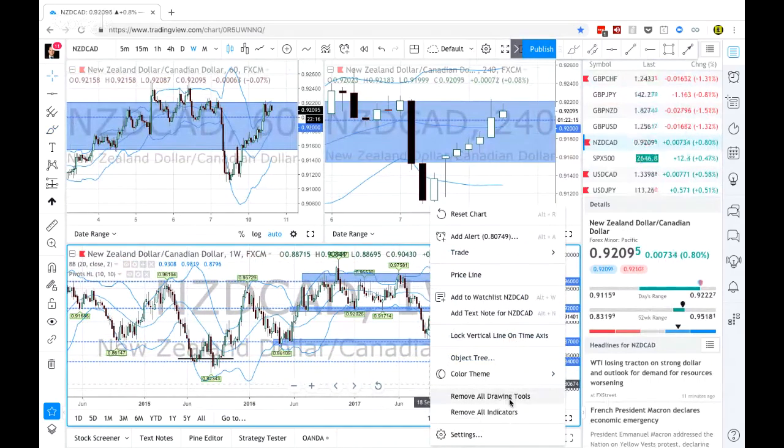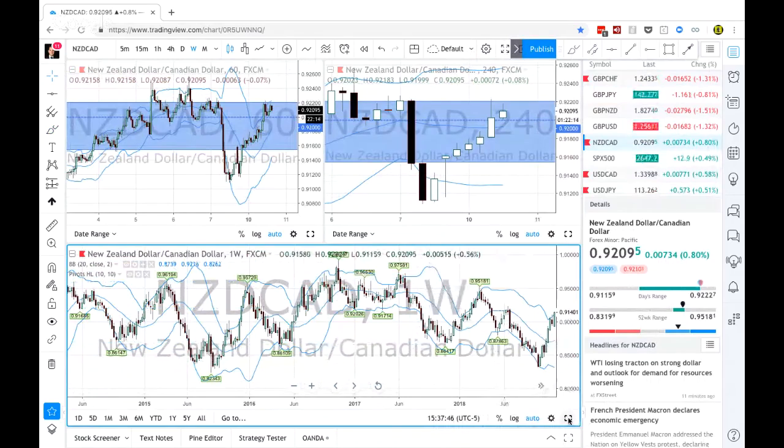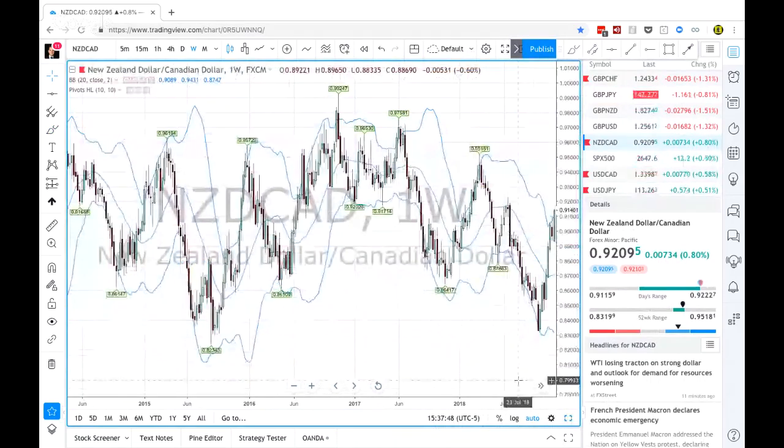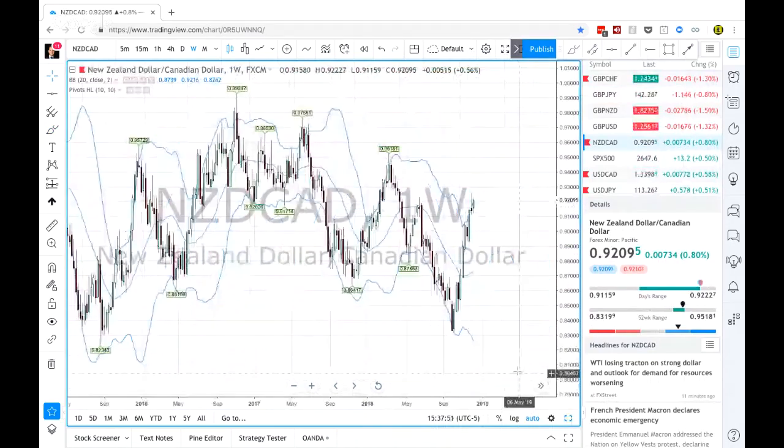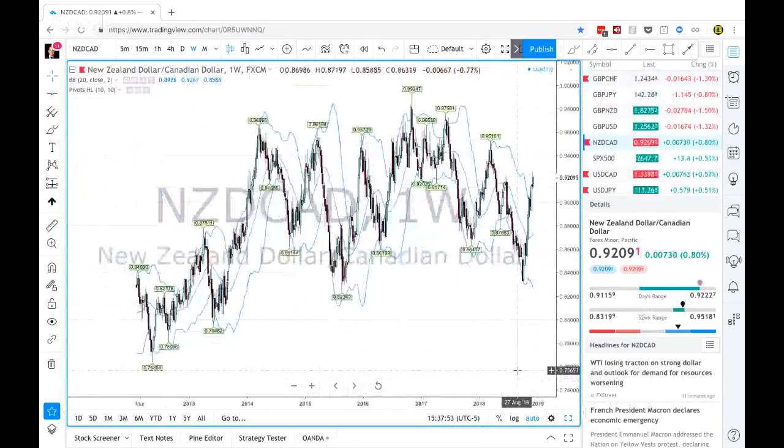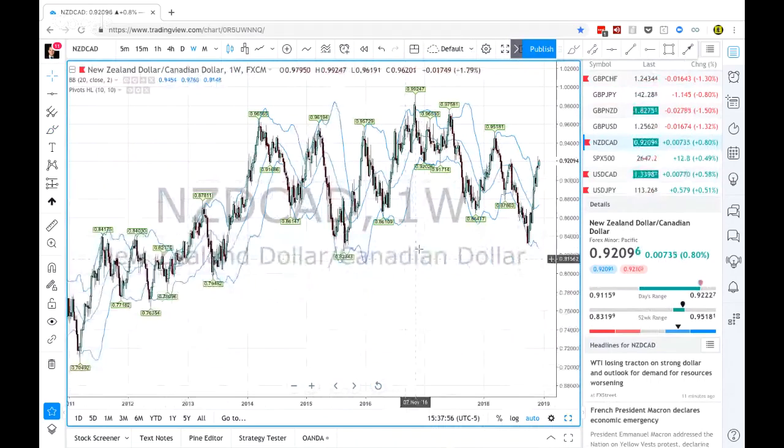So we'll remove all the drawing tools. And I've got 3 tricks on how to do this. Okay, we've done this before, so they might not be new, but they work, these tricks. I always go to the weekly chart, okay? I'll just start with that.